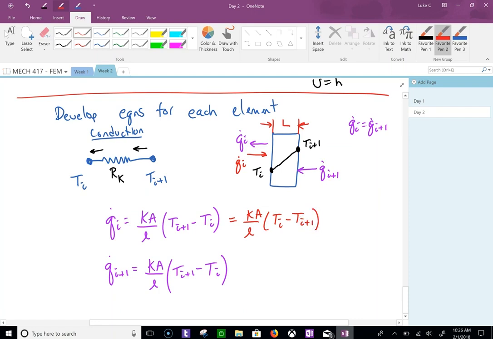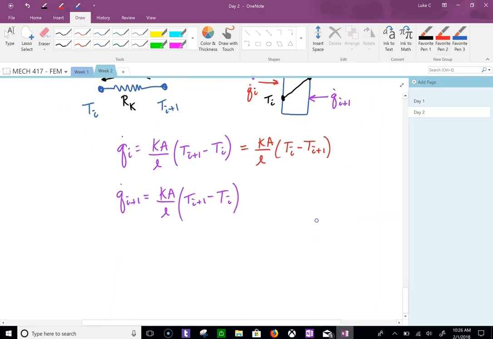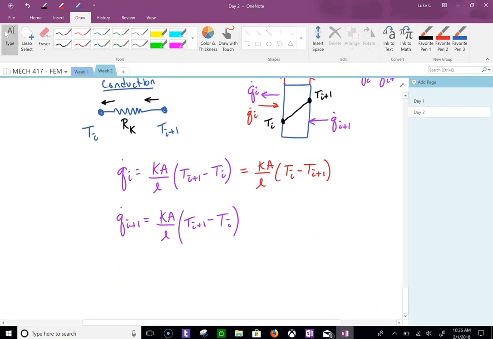What's that? Because we want eventually our stiffness matrix that we're going to build to be positive, negative, negative, positive. Okay? And that's how we do that right here. Well, they're always equal to each other, so it doesn't matter. So I'm going to do this in matrix form.